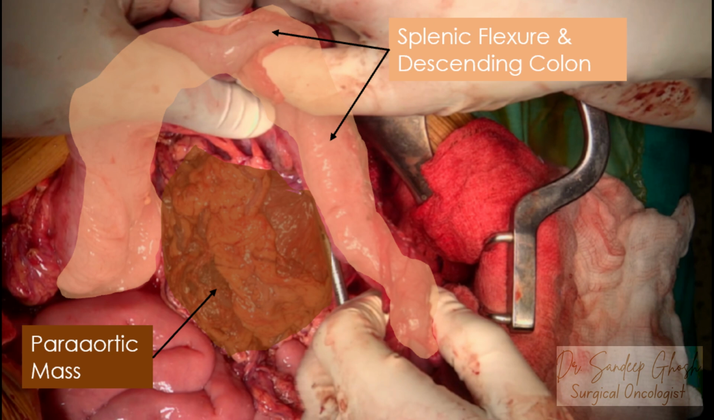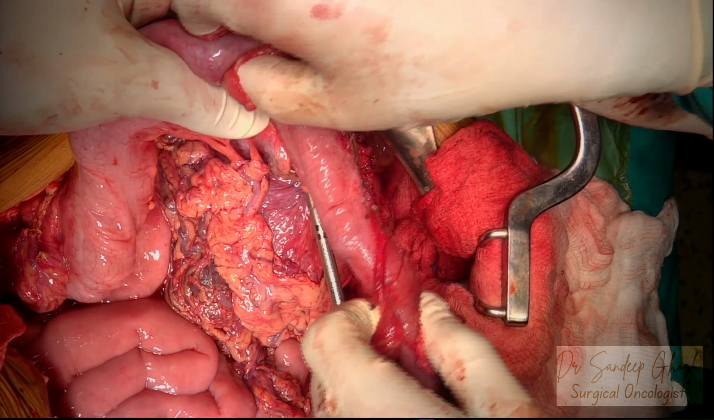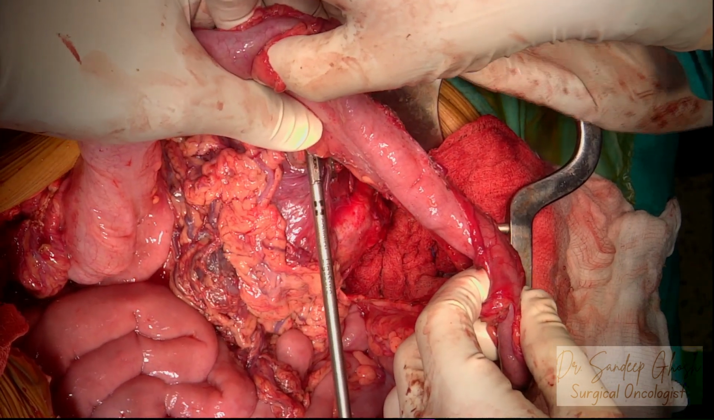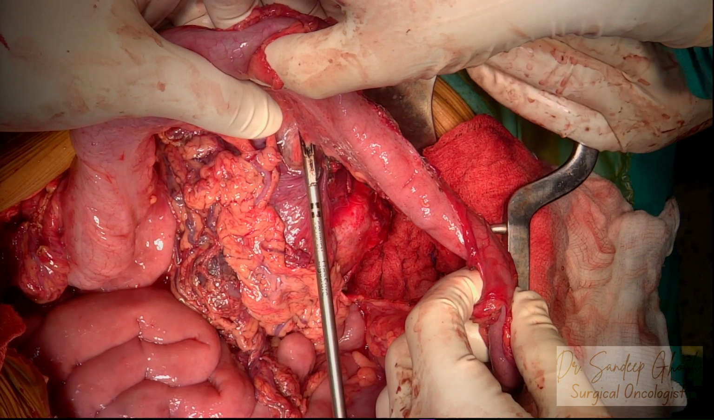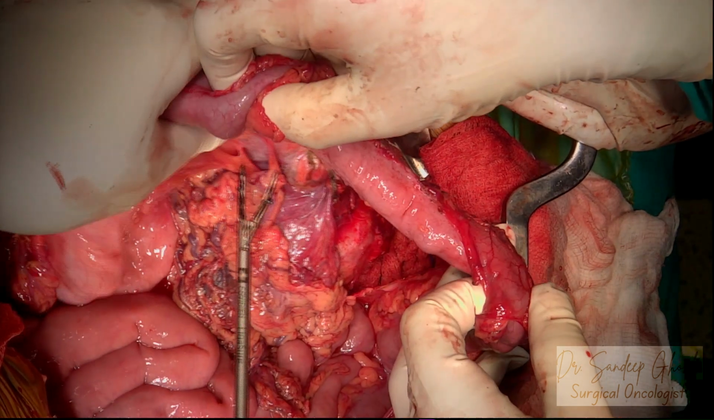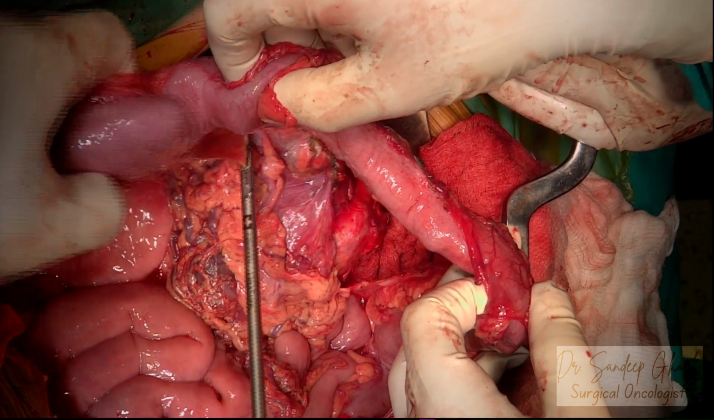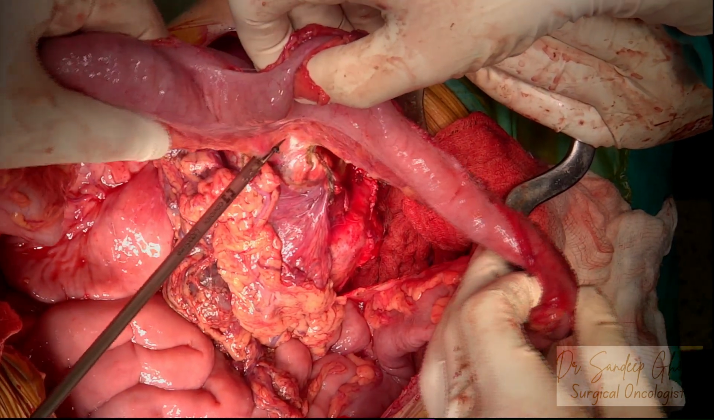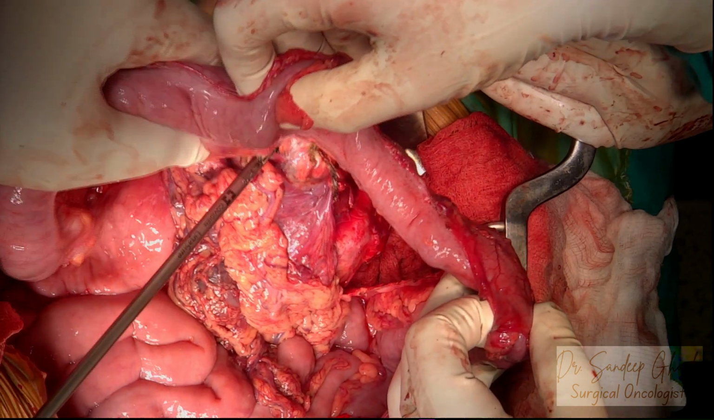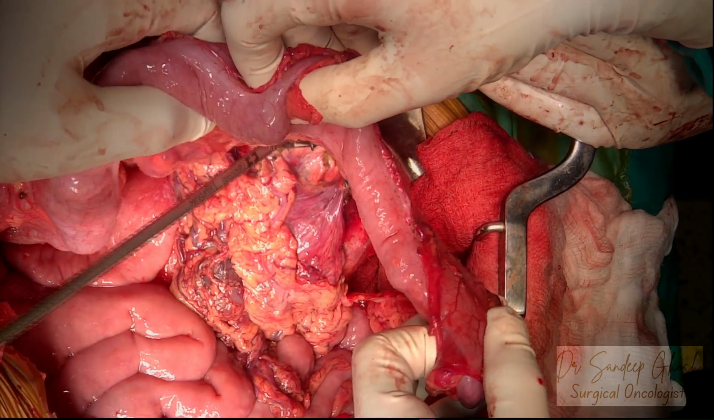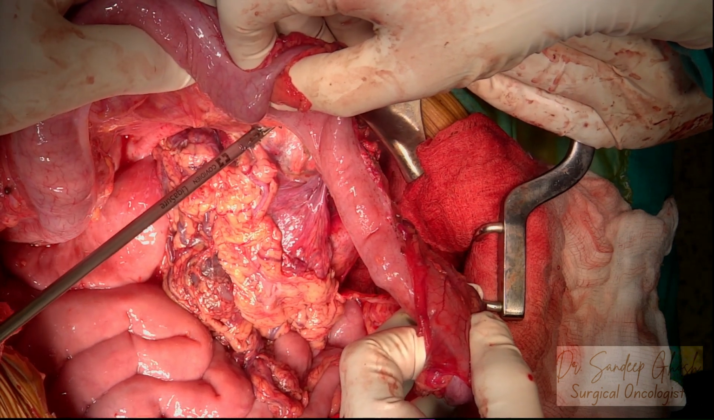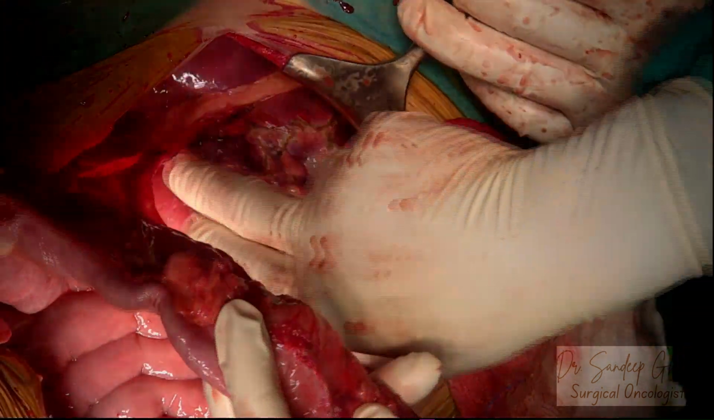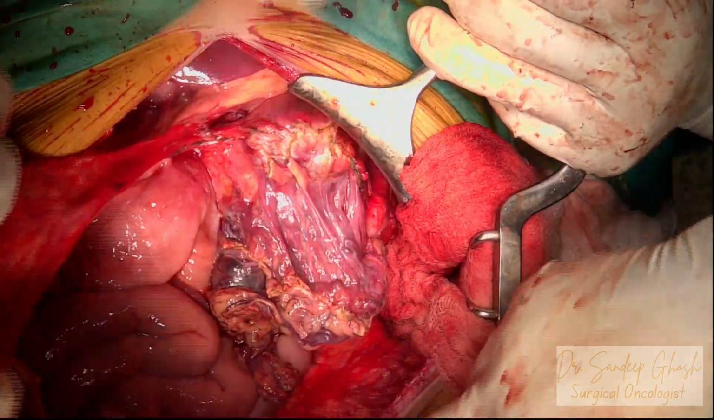Now that's the splenic flexure and the descending colon and the paraaortic mass underneath with the adhered mesentery, of course. Now the mesentery is being separated, taking care to leave the marginal vessels intact. Any discoloration of the splenic flexure should be resected and end-to-end anastomosis should be performed. That's the last attachment of the mesentery being separated from the tumor.